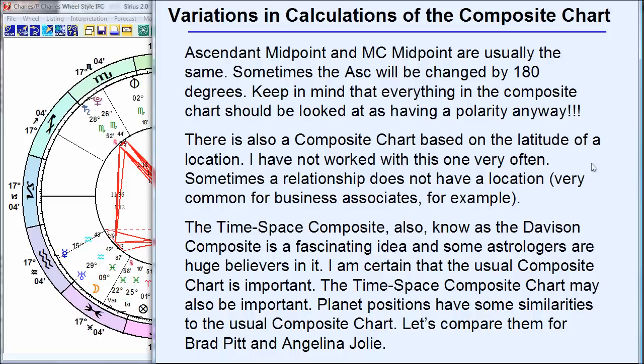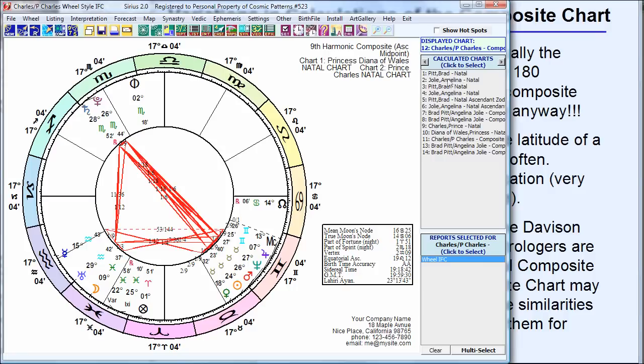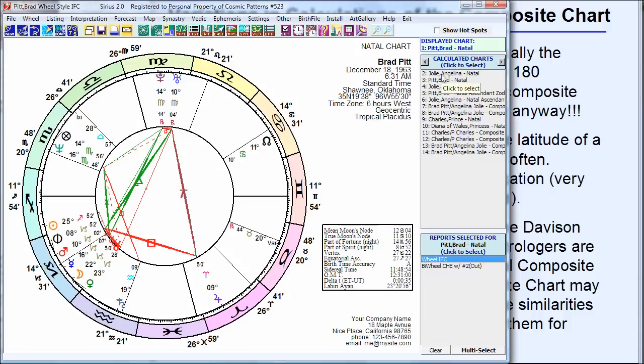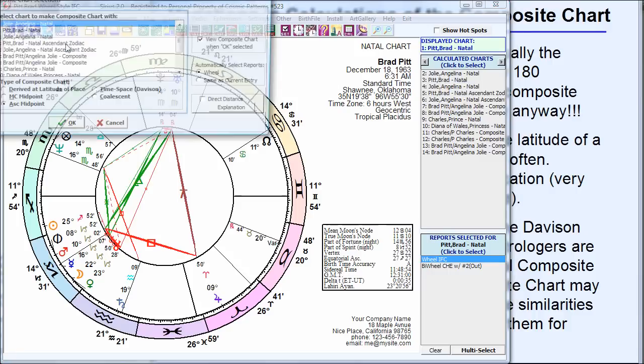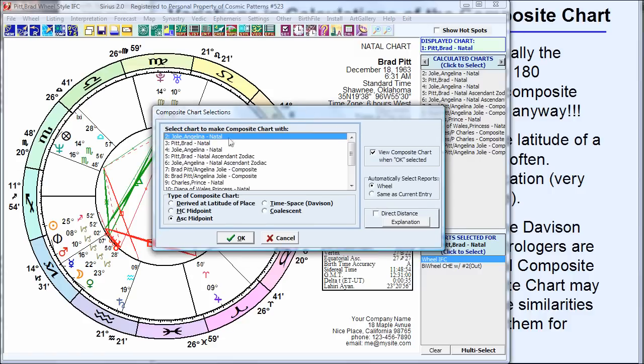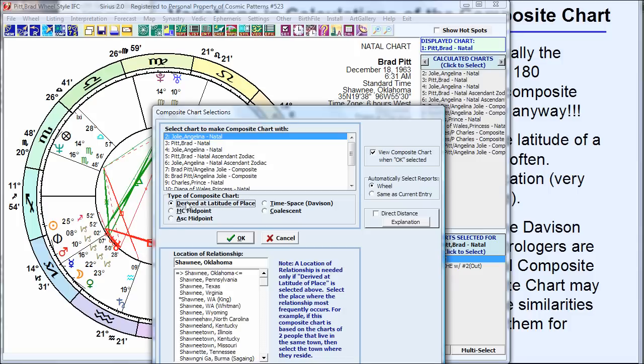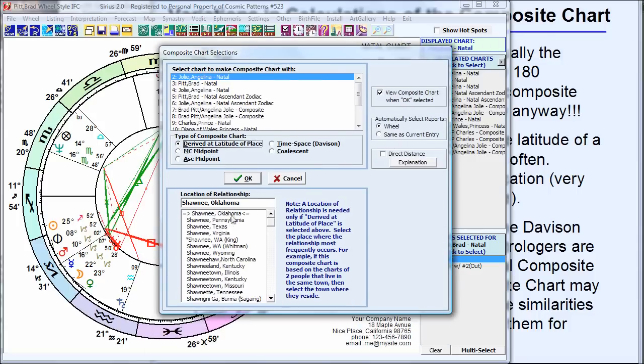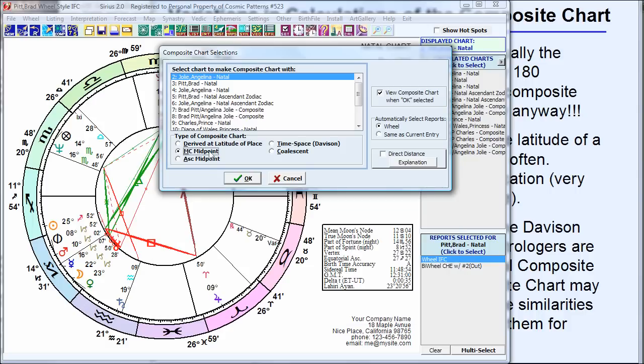Okay. All right. Now, more about the composite chart. When you select the composite chart, so I'm in the Series 2.0 software. Let's go back to Brad's chart. If I go over here to select a composite chart, and I say I have two charts, I select the chart that I want to compare to, and then it asks me, do I want derived at latitude of place? And if I say that I do, it asks me what place I want to use, or do I want the midheaven midpoint, or the ascendant midpoint? The ascendant midpoint is the default. Or do I want a time space or a coalescent?